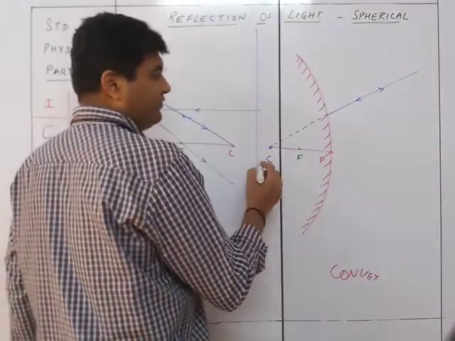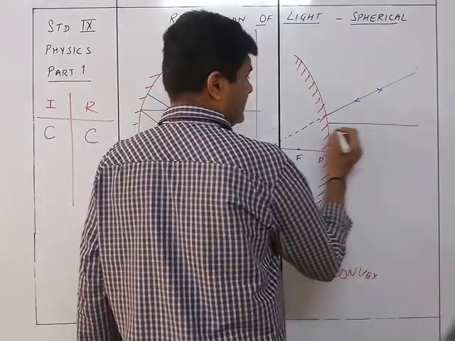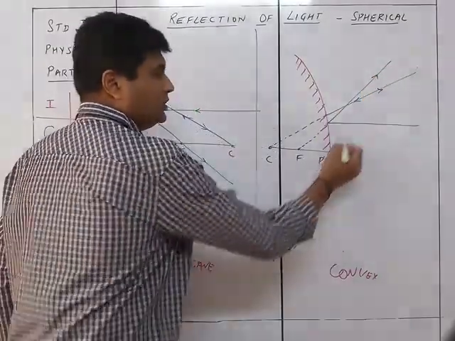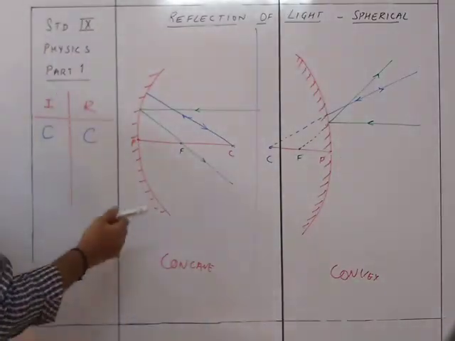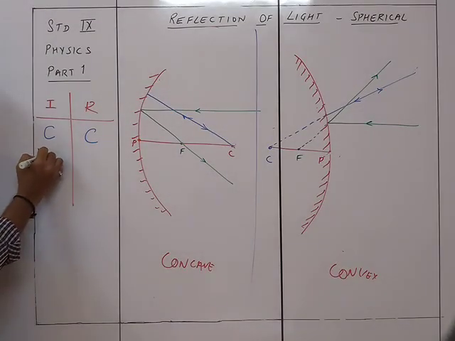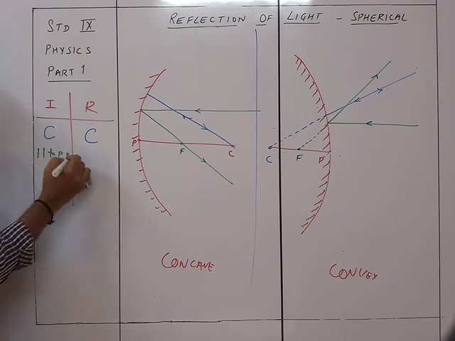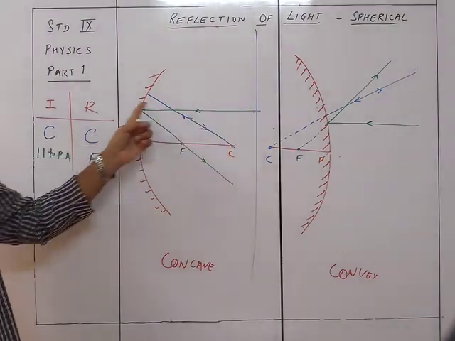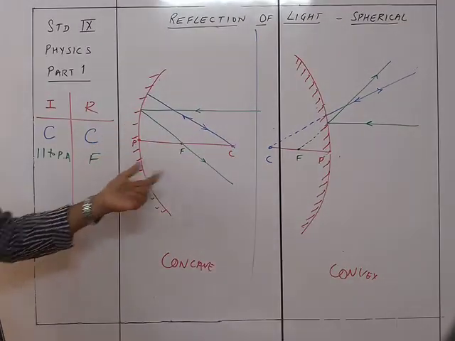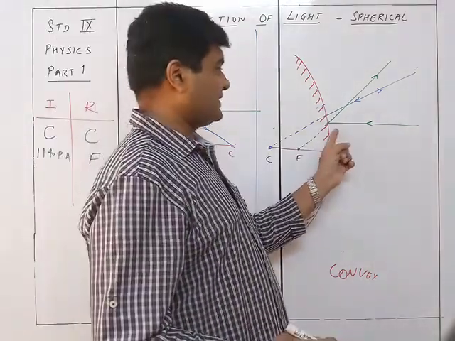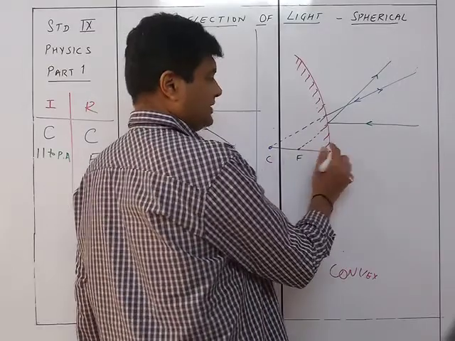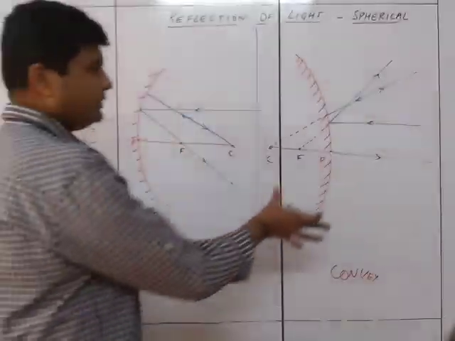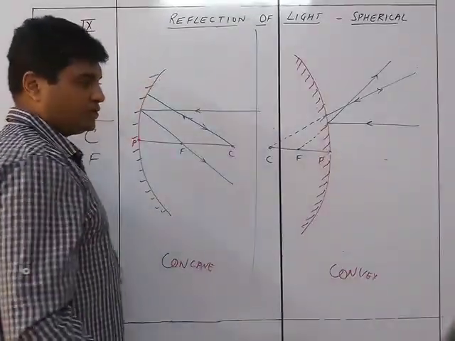Here also, if the ray of light is parallel to the principal axis, it is going to pass through the focus and get diverged like this. So this is the next step: if it is parallel to the principal axis, it passes through F. Parallel to the principal axis, then it passes through the focus, because this is the principal axis, so this and this are parallel lines.